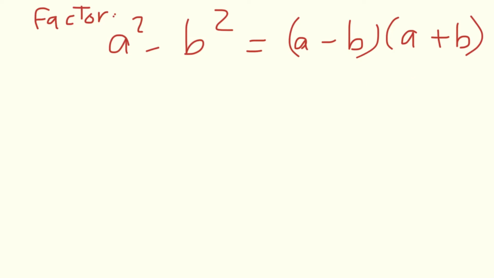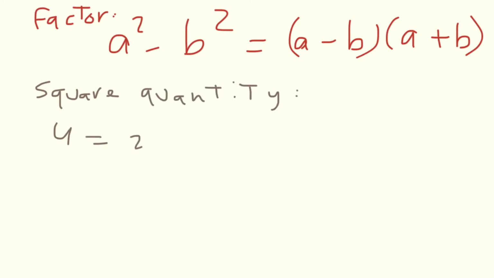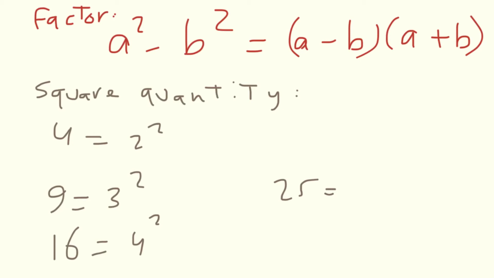But what are examples of square quantities? This a squared can be what? This b squared can be what? A square quantity is the square of anything. For example, 4. 4 is the square of what? 4 is the square of 2, right? How about 9? It is the square of 3. How about 16? The square of 4. How about 25? The square of 5.